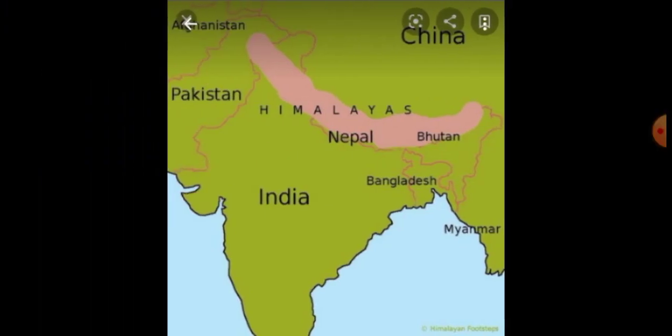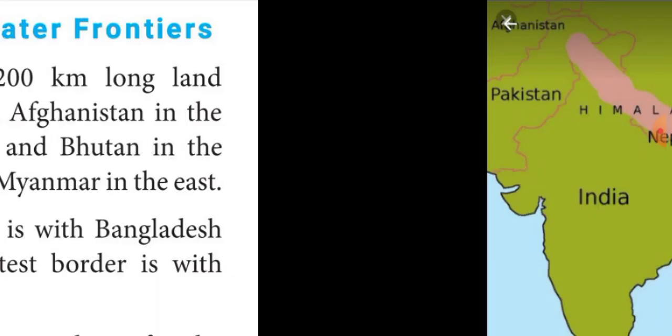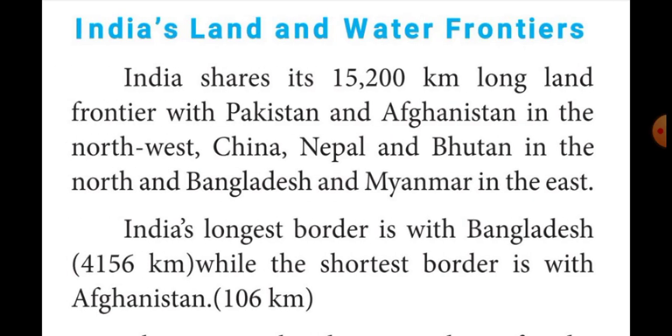Then India's land and water frontiers. That means India has three sides of oceans. India shares a 15,200 kilometer long land frontier, and one side is surrounded by some of the countries and the remaining three sides are surrounded by oceans. First of all, I am going to explain the neighboring countries of India.